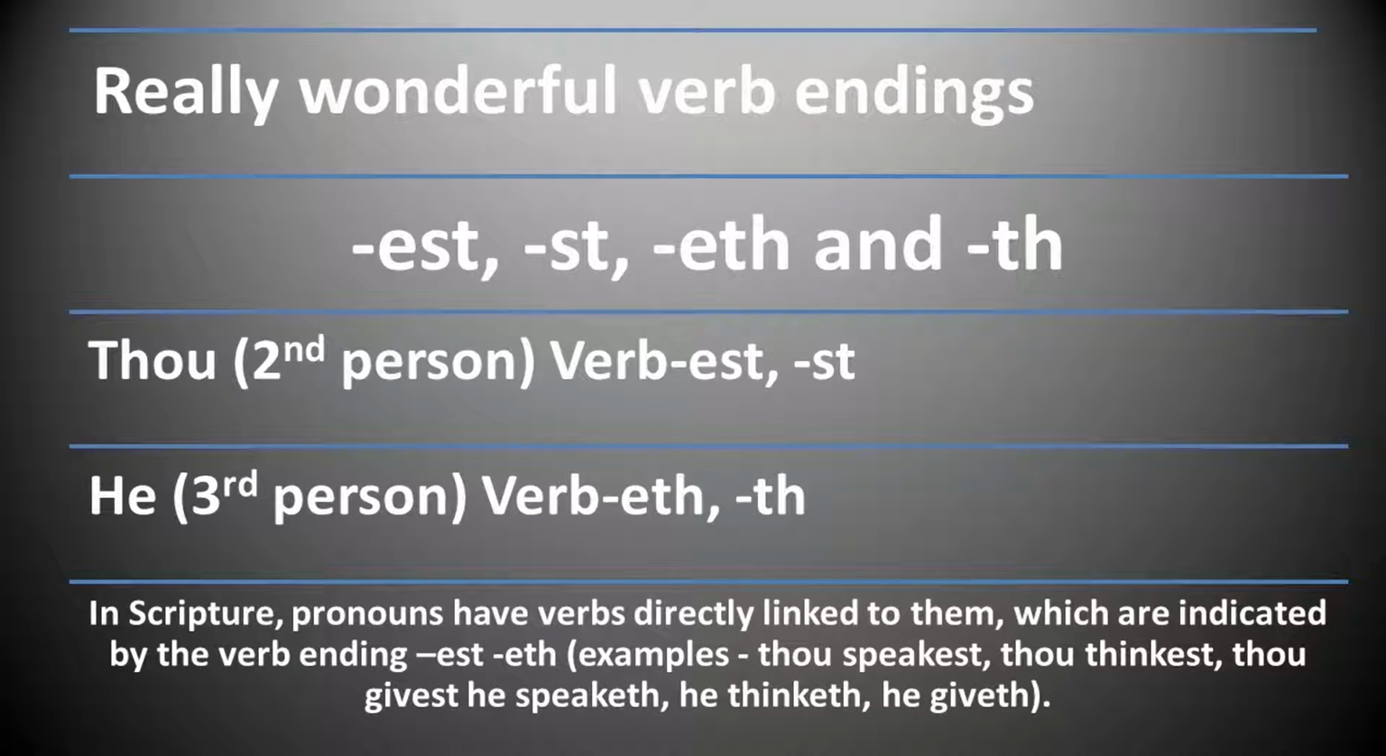Now we come to some really wonderful verb endings. Yes, I know, and I'm excited about it because it's unique really now to the Bible. Modern Bibles don't and can't do this. We're talking about the verb endings est, st, eth, and th. And how it goes is this. When the second person goes with a verb, the verb ends in est or st. When the third person is linked to the verb, it ends with eth or th.